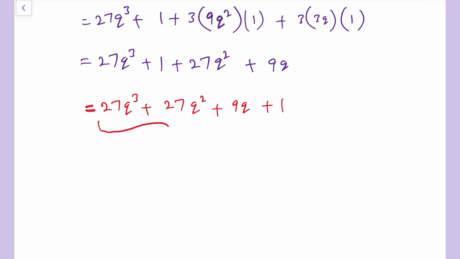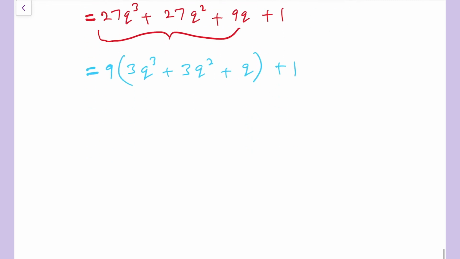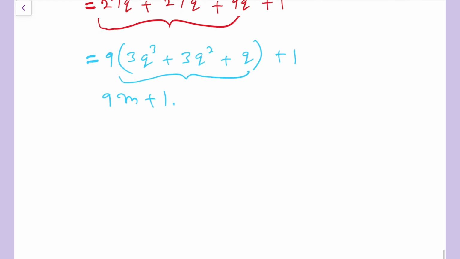Again from the first, second, third terms I will take out 9 common. So 9 3s are 27q cube plus 9 3s are 27q square as it is plus 9 1s are 9q as it is, and finally plus 1 again as usual. So now it is in the form of 9m plus 1, where m equals what is there in the bracket. So 0 remainder completed, 1 remainder completed. Now let us move to the 2 as a remainder.